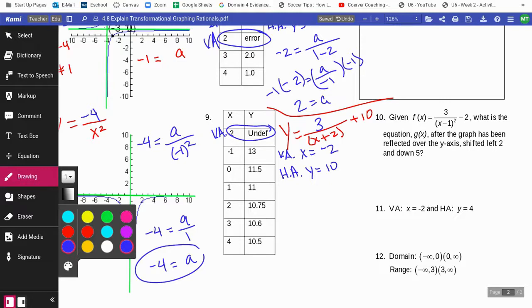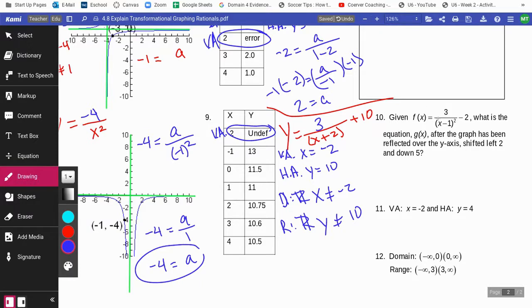And then my domain, all reals, x cannot equal -2. Range, all reals, y cannot equal 10. Okay. 3 more questions and then we're done.